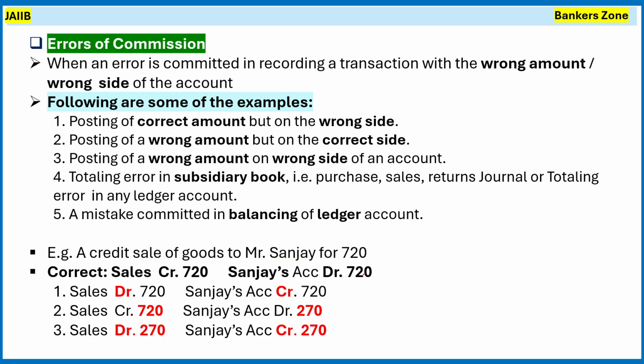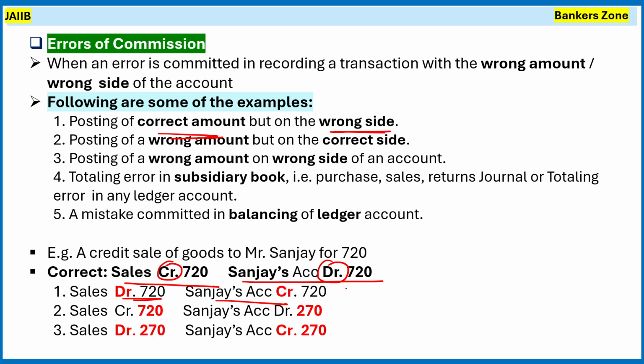We have to debit it. Okay, very simple. We will learn it. So sales account should be credited, Sanjay's account should be debited. What type of error can happen? See, the amount can be correct, but our account is wrong. So what happened first? Instead of crediting the sales account, you debit sales. Instead of debiting Sanjay, you credited sales.